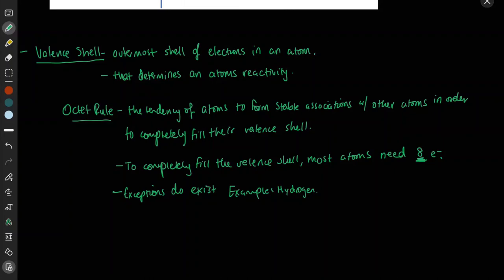And in order to fill that, you need 1 additional electron for a total of 2 electrons versus 8 electrons. Okay, so that's an important exception to the rule. Now let's talk about what happens when an atom has its valence shell completely filled.